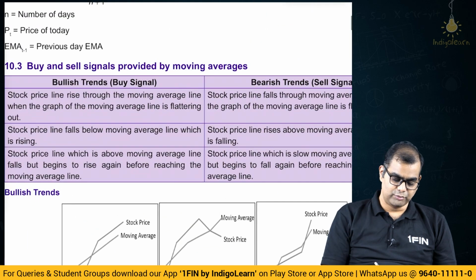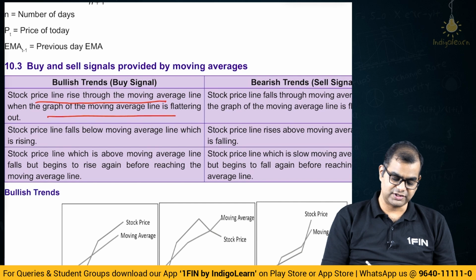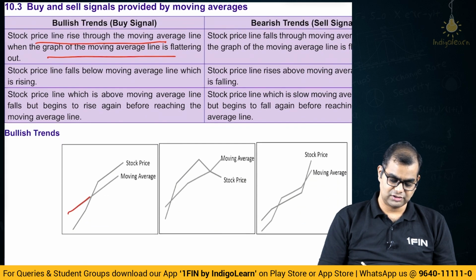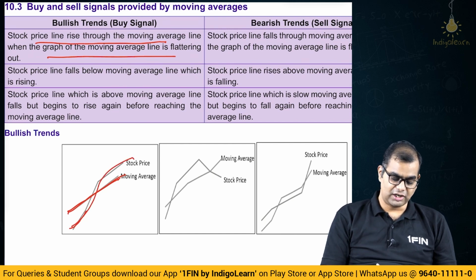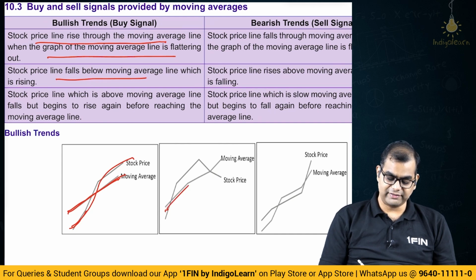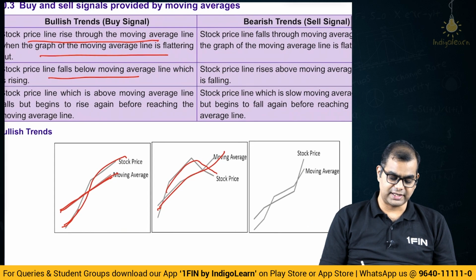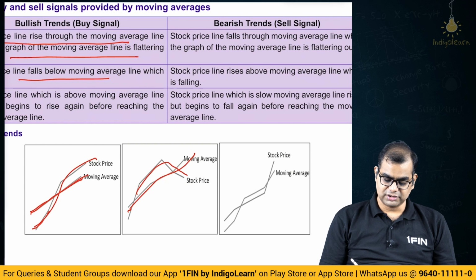So what are these trends? Bullish trend: the stock price line rises through the moving average line when the moving average is flattening out. When the moving average is flattening, and the stock price is rising above it, this is a bullish trend. Also, the stock price line falls below the moving average while the average is rising, so the moving average is going up but the stock price has come down slightly. Then the stock price line, which is above the moving average line, falls but begins to rise again before reaching the moving average line. So this is the moving average line and this is the stock line.